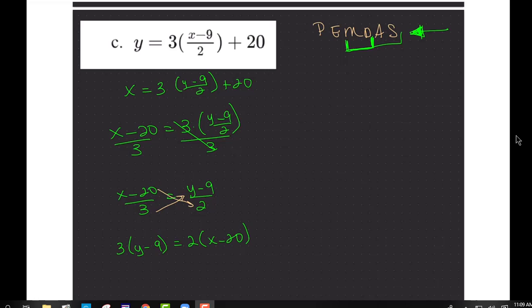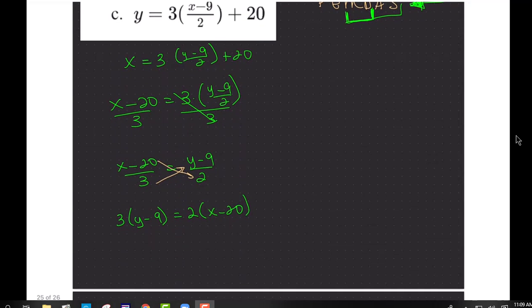Why can't you just keep going and multiply by 2? Well, we'll do it over here. Because you just get 2 times x minus 20 over 3. But if I multiply this side by 2, and then when I multiply this side by 2, this goes away, right? Then you have y minus 9, and then you add 9. So it's 2 times x minus 20 over 3 plus 9. Why is that wrong? Well, you can keep simplifying, right?